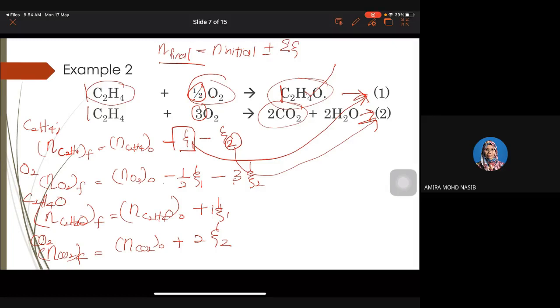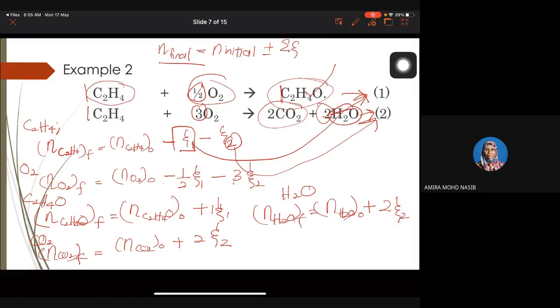So same goes for the water. Moles of water final equal to moles of water at the beginning plus, because the H2O is a product, plus how many? Plus 2 because the coefficient is 2, so the extent of reaction 2 because it's the second reaction. So these are your extent of reaction equations.